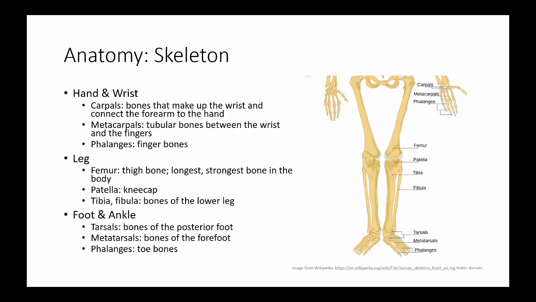The hand and wrist bones include the carpals, which are bones that make up the wrist and connect the forearm to the hand, the metacarpals, which are tubular bones that go between the wrist and the fingers, and the phalanges, which are the finger bones.